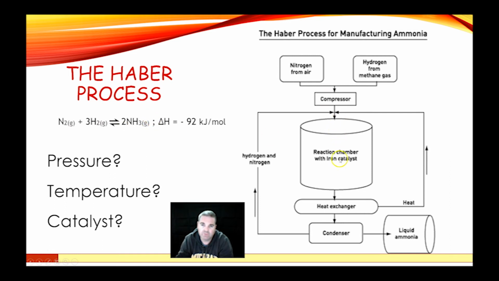They come into a reaction chamber here. We use an iron catalyst. So again, you think catalyst, increased rate of reaction. You need to think about that. We have what's called a heat exchanger. We recycle the heat back into it. We get a condenser out.